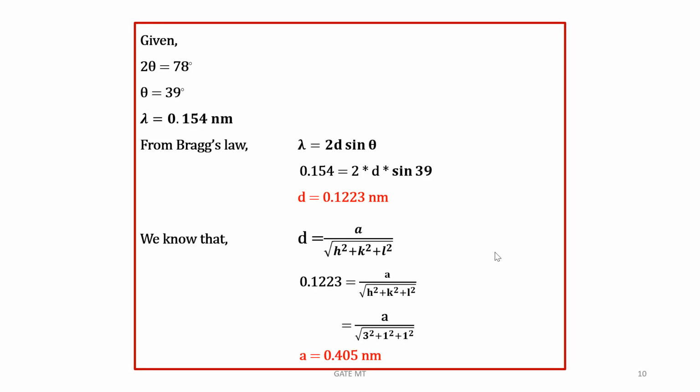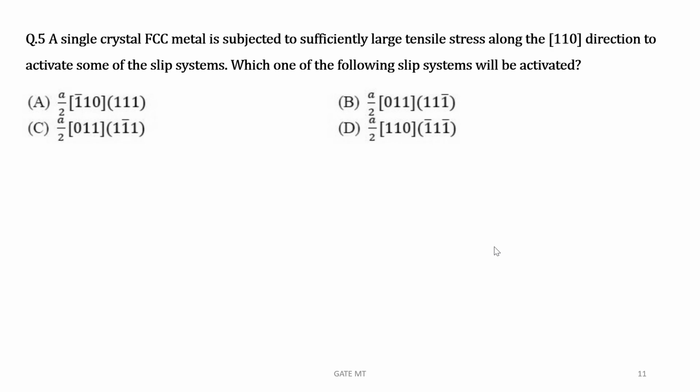If you have any doubts, please do stop me in between and ask. So this is somewhat of a non-conventional type of question. A single crystal FCC metal is subjected to a sufficiently large tensile stress along the 110 direction to activate some of the slip systems. Which of the following slip systems will be activated? This question was actually solved in the previous class, but I got mails that few students found it difficult. That is why I'm discussing it again. So the question is, a single crystal FCC metal is subjected to a sufficiently large tensile stress along this given direction.